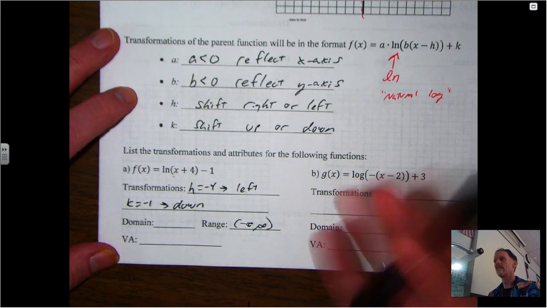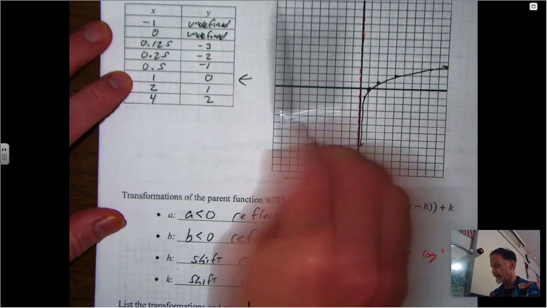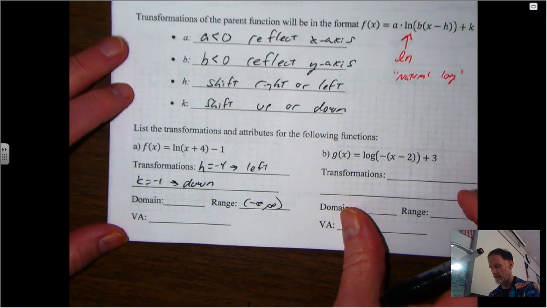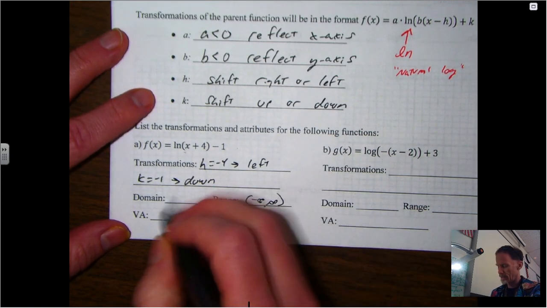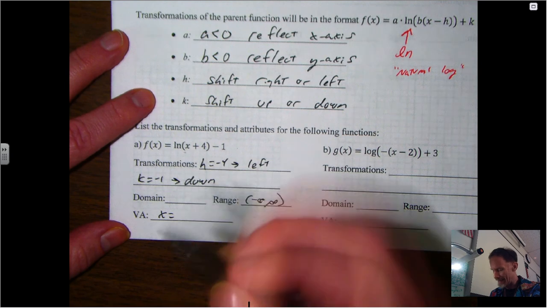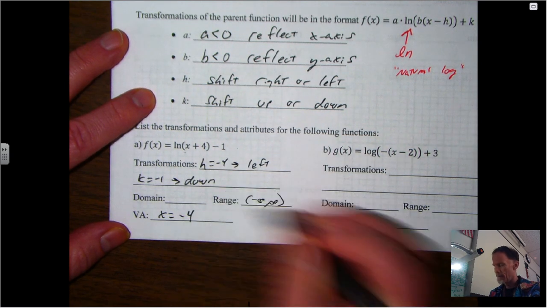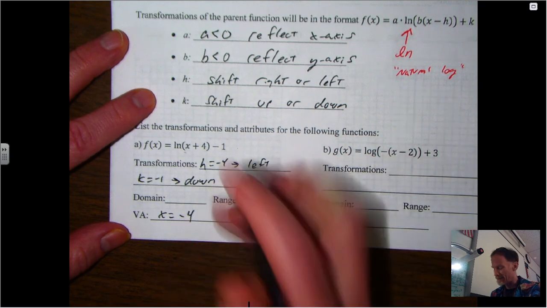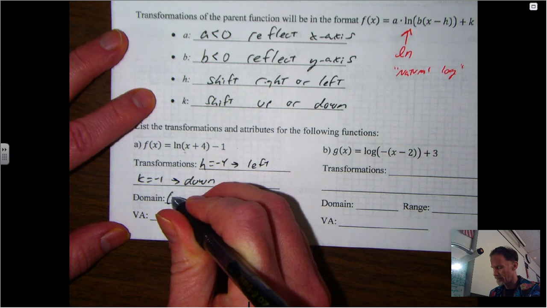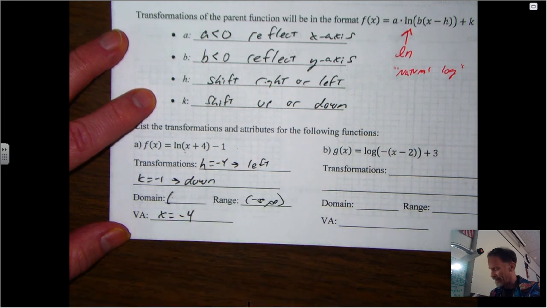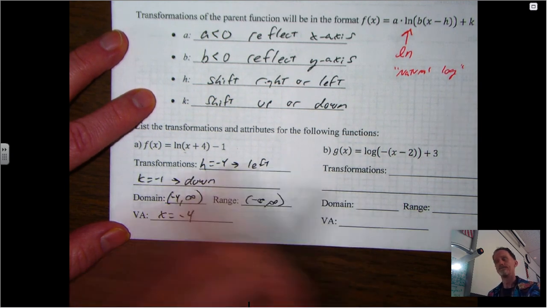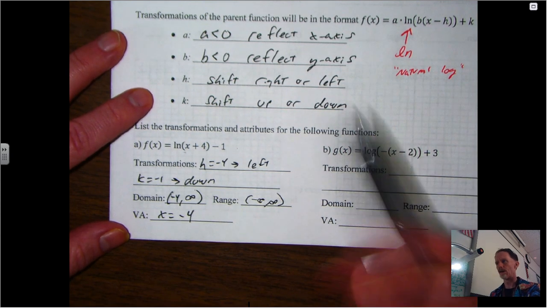But then the domain, remember, if I'm shifting this thing left and right, the asymptote is going to shift with it, right? And the domain is going to change with it. So the good news is the vertical asymptote always is going to be x equals h, so in this case, -4. And the domain, if it's not being reflected, is going to be the same as the parent function. It's just going to go to h instead of 0. So from -4 to infinity. If there's a reflection, that could also be backwards, for lack of a better term, but we'll talk about that in the next example.